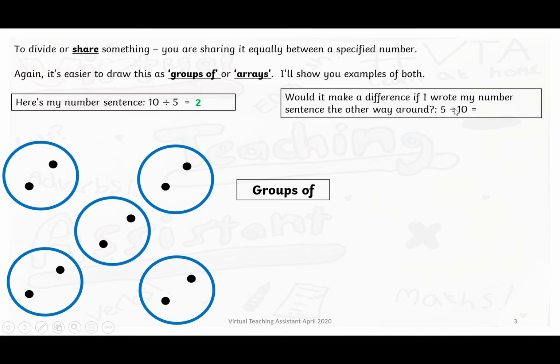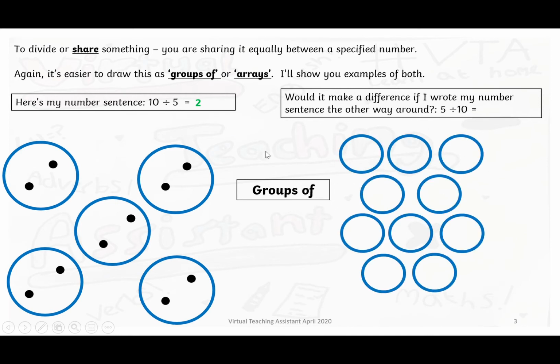Okay, so I did ask this question on multiplication just before. Would it make a difference if I wrote my number sentence the other way around? So 5 divided by 10. Would that make a difference? So I'm going to draw my 10 circles and let's try. 1, 2, 3, 4, 5. I've got no more. And as we know, for division, it needs to be shared equally, but there's 5 here with nothing. So we know with division, it does matter which way around you have it. You have to have your biggest number first, okay?